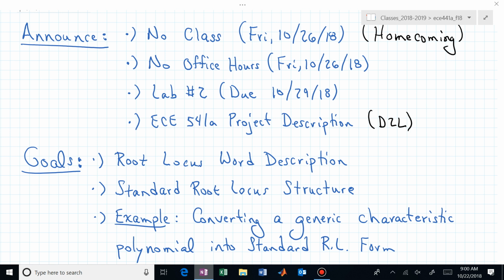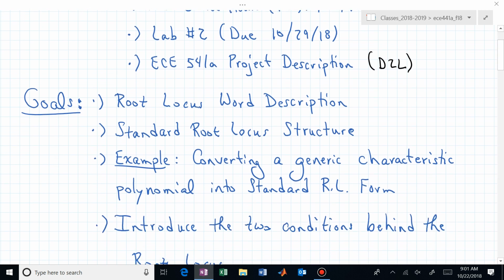So I think people have already started practicing that protocol or process today, but maybe it's because we just finished exam number 2. Who knows? But we will meet Wednesday. We won't meet Friday. And I have posted the description of the project. If you're in ECE 541A, you should be able to find the project description for this class on D2L.